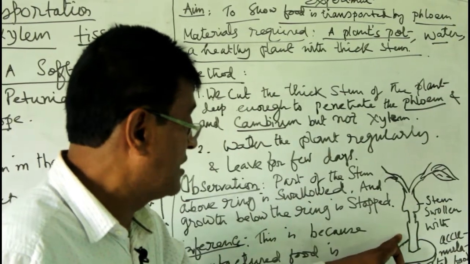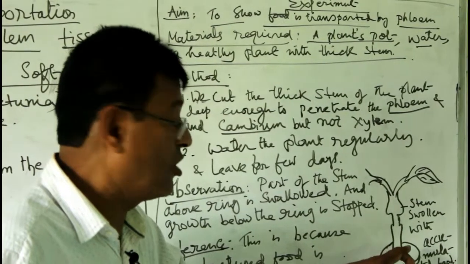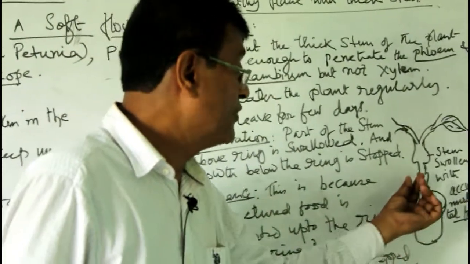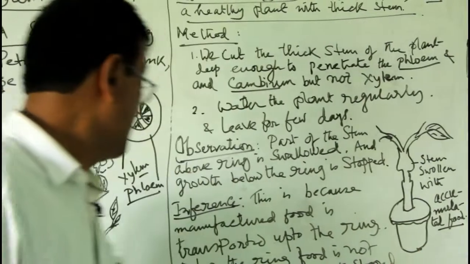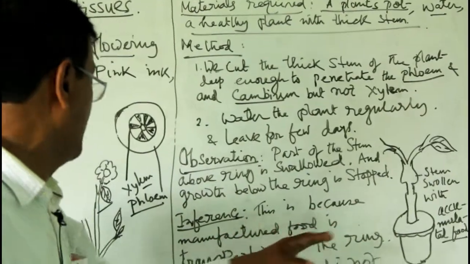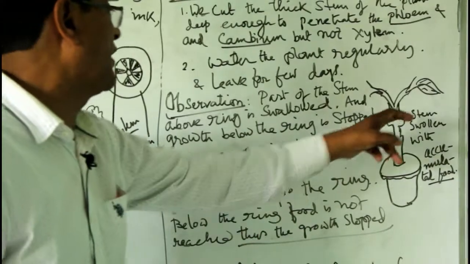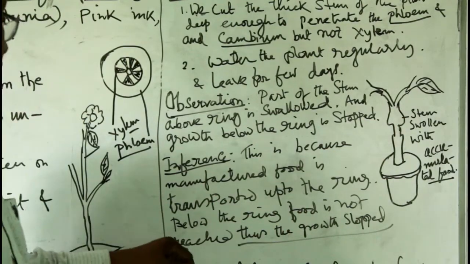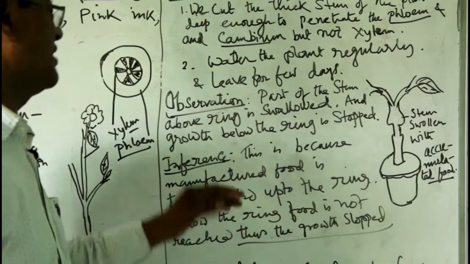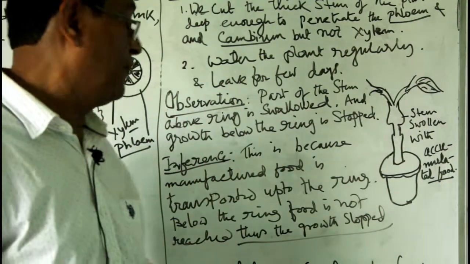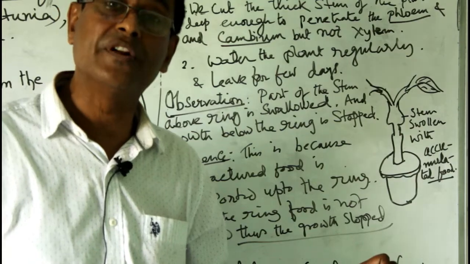And the part below will stop growing because the phloem tissue is not there and the food is not transported to that part. That is why the inference is that the manufactured food is transported up to the ring, not below the ring, because it does not reach the lower part. So this proves that phloem conducts the food materials.